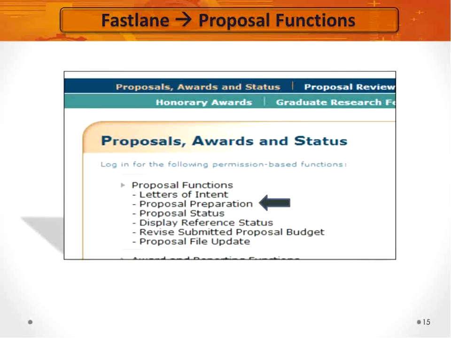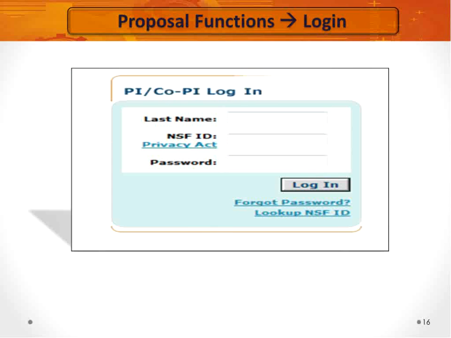Now, back to the Fastlane landing page. To work on the budget or any other section of the proposal, look for Proposals, Awards, and Status. That's the section right here. Then select Proposal Preparation. And you see that it's under Proposal Functions. Next, you will need to log in. To do this, an assigned NSF ID number and a password are required. The registration process generates an ID number, and the user sets a password to allow access to the system.